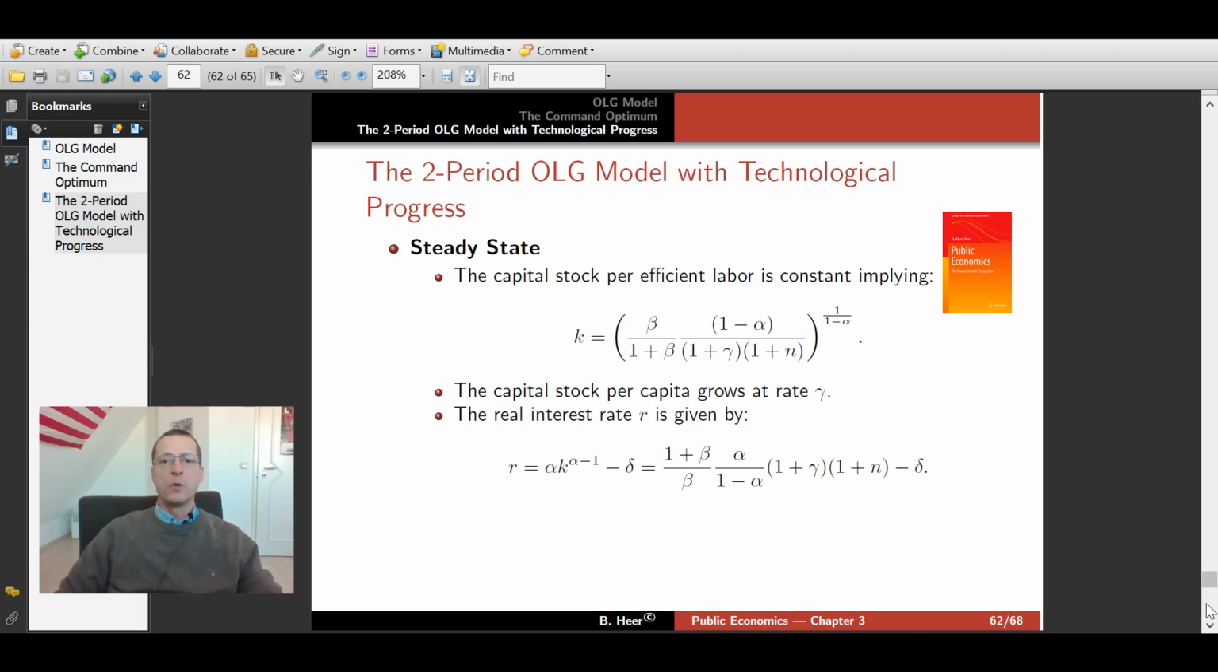The capital stock per capita grows at the rate gamma, and total capital stock grows at the rate gamma plus the population growth rate n. And we can derive the interest rate from our steady state capital stock. So the steady state interest rate is simply given by substituting K into the marginal product of capital here, and we get the right-hand side.